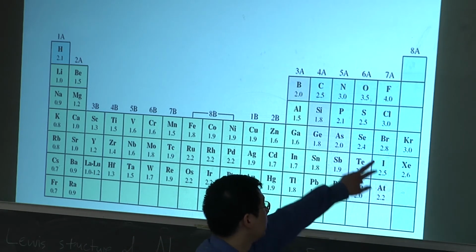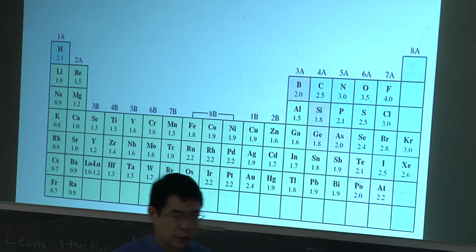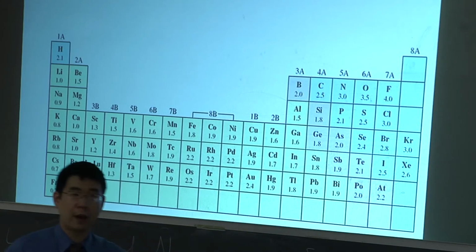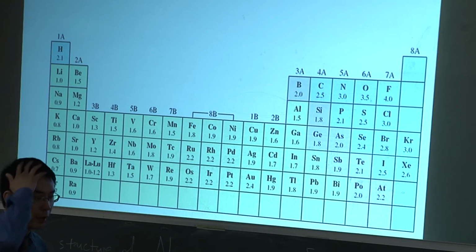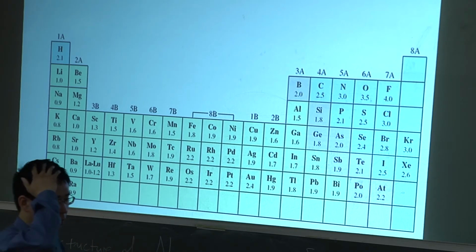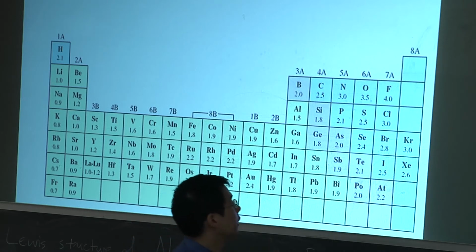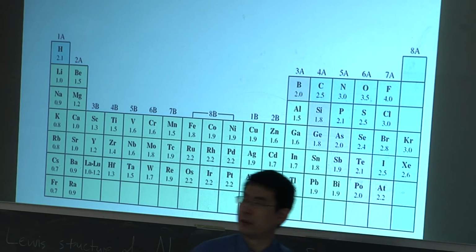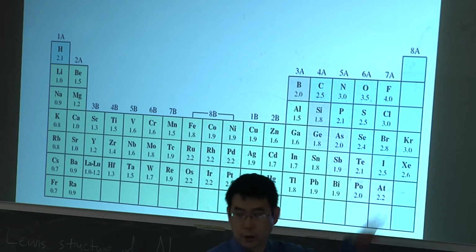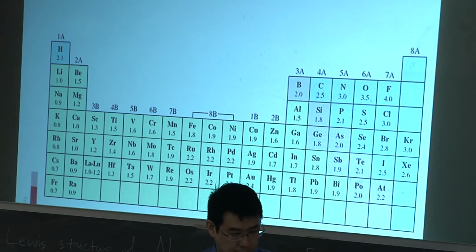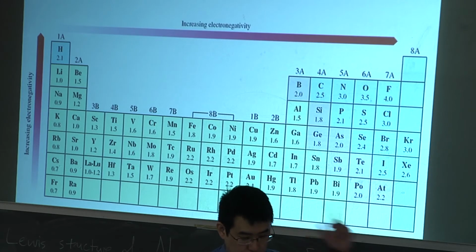And you'll notice that krypton and xenon have electronegativity, and they follow the same trend. So far, we haven't really thought about compounds that have noble gases in them. They are very, very rare, but they do exist under certain special cases, and they actually fit the trend. So increasing and increasing.